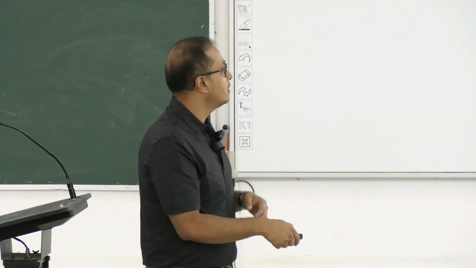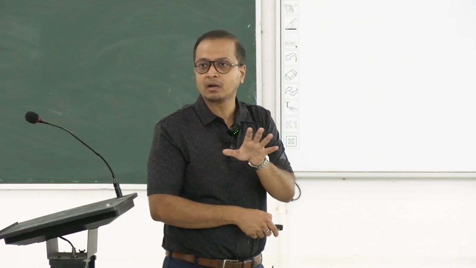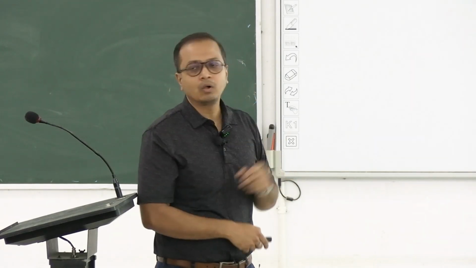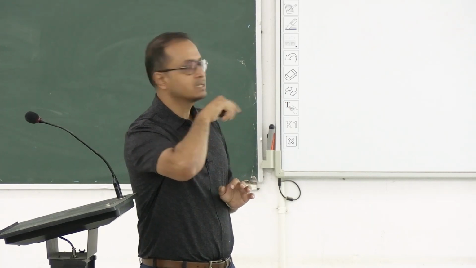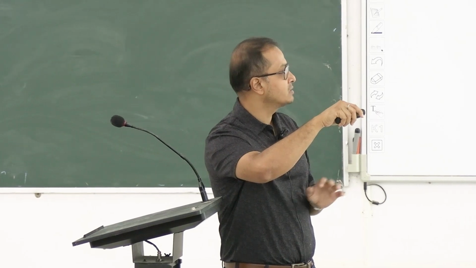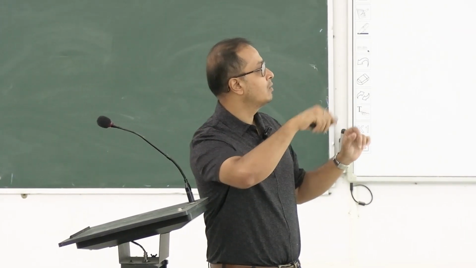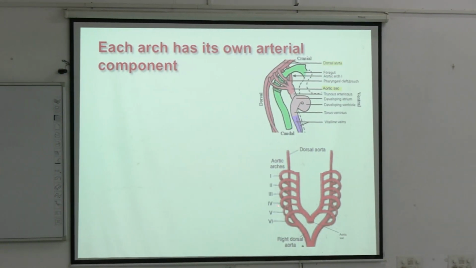So they have got dedicated nerve supply for each of these arches. There is no mix up, no sharing between them. And they also have arterial sources. The arteries come from the aortic sac, which is the developing part of the truncus arteriosus, which breaks down into these particular arches. And we get arch artery 1, 2, 3, 4, 5, 6.